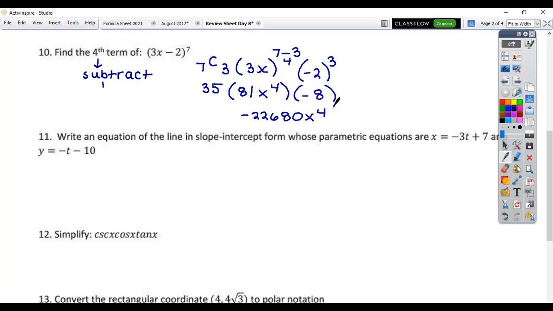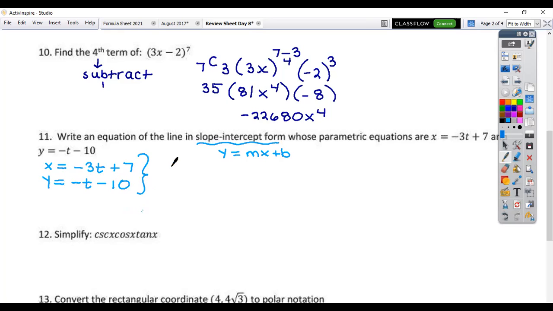So 11, write the equation of a line in slope-intercept form. So slope-intercept form is going to be y = mx + b. You guys know this from the past. Whose parametric equations are, so I have x equal to -3t + 7. And then second equation is y = -t - 10. So what you want to do with both of these is set them equal to t so that you can set them equal to each other.